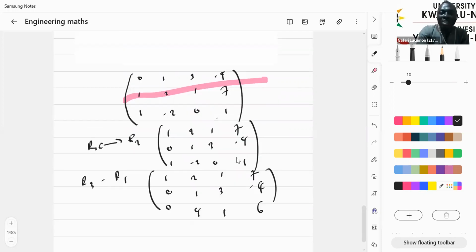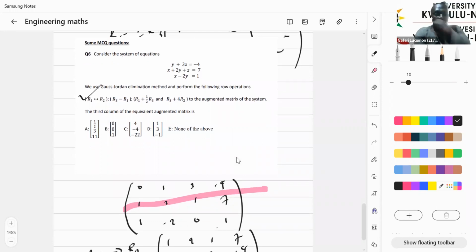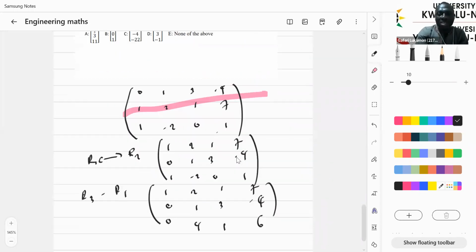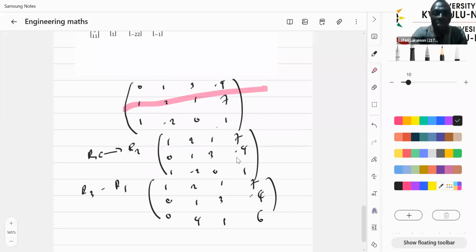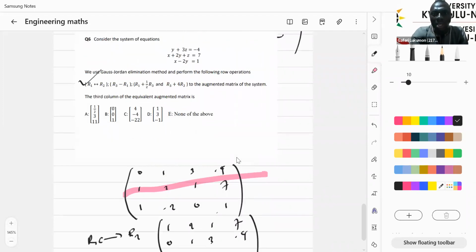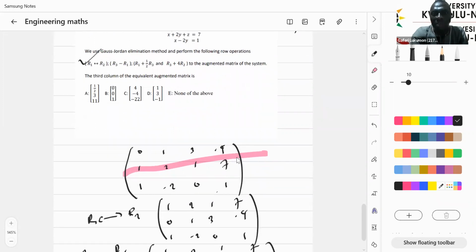Okay, and lastly, what is the last rule? The next rule, we have to do R1 plus half R3. R1 plus half R3 and R3 plus 4 R2.